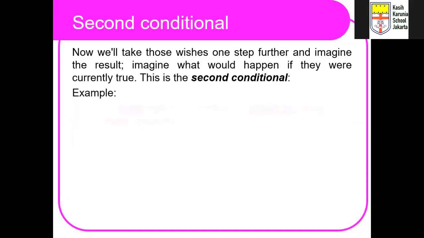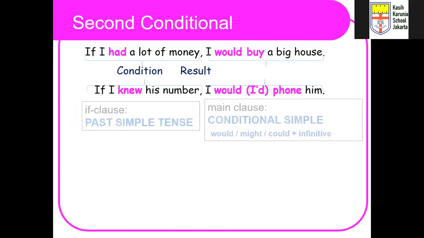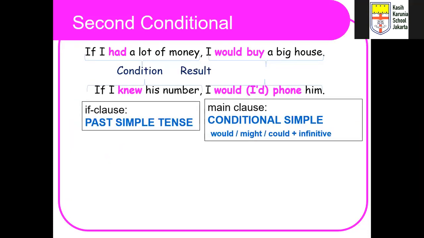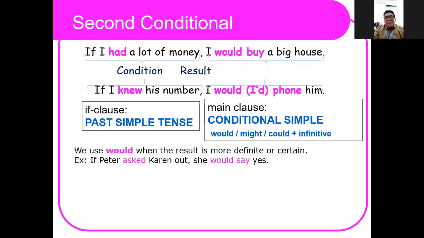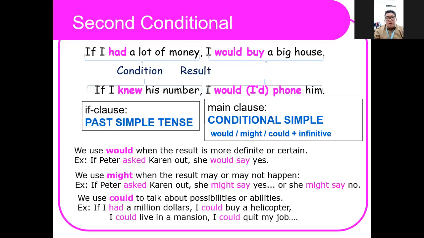Okay. This is the similar concept kan? Sama ini konsepnya. And this is also similar. All right. So in the second conditional, the if clause emphasizes the simple past tense, and then the main clause is conditional simple. You can also use the word would or might or could plus infinitive. Okay, we use would when the result is more definite. Kalau would itu lebih pasti, and then might, the result may or may not happen. Bisa terjadi, bisa tidak. Kalau pakai kata might. Okay, and then could talks about possibilities or abilities.